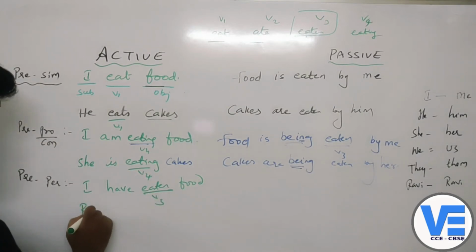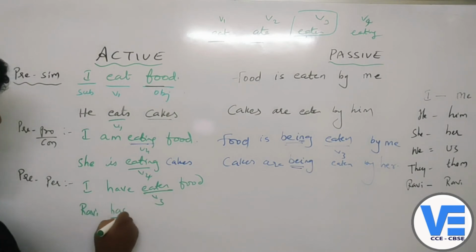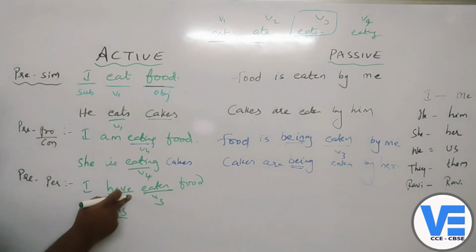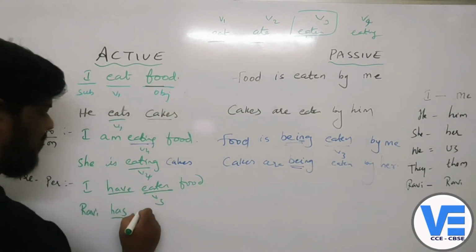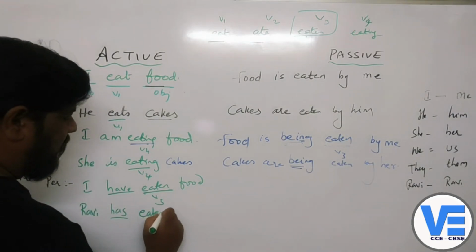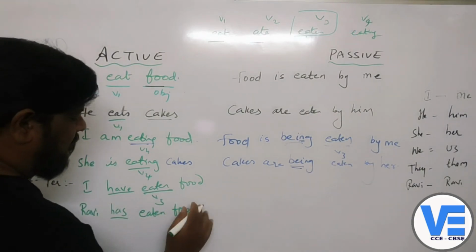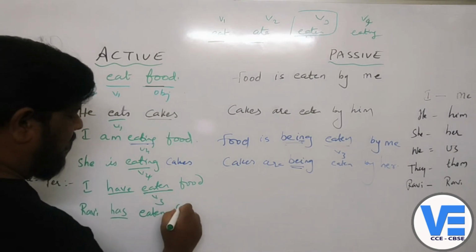Ravi, I'll take the word as Ravi here, subject as Ravi here. Ravi has. So I am using have here, and again when it comes to Ravi, I am using has here, right? So already in the tenses we have seen that for I, we and they we have to use have. For Ravi, he and she, what we have to use? We have to use has. So Ravi has eaten cakes.